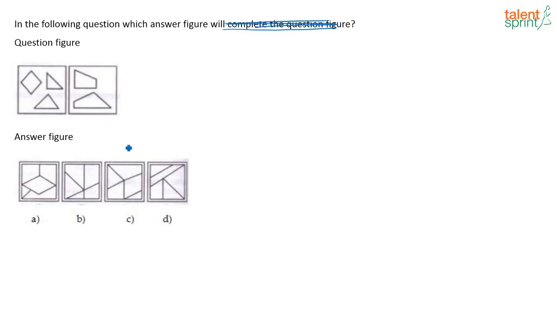Like that you have to check for each of these shapes, right? So if you see these two shapes, these are available only here. You have a diamond here, then you have this shape, all of this is available in this answer figure C. So the correct answer here is option C.